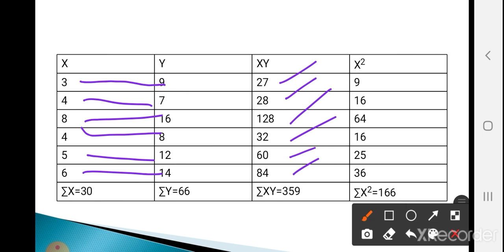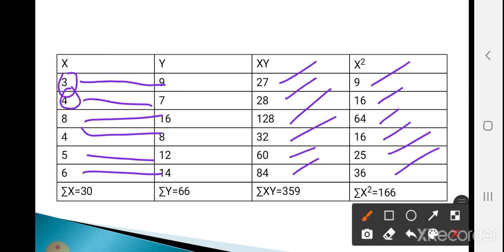Now make the column x square, that means just squaring all the values of x. What is the first value of x? 3. So 3 square 9, then 4 square 16, then 8 square 64, 4 square 16, 5 square 25 and 6 square 36. Now take the total of all the column values.